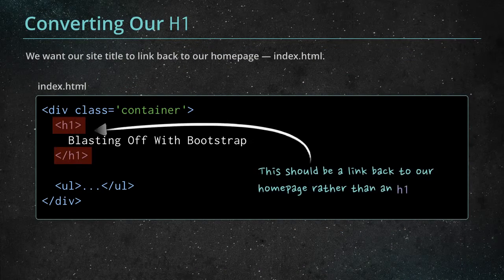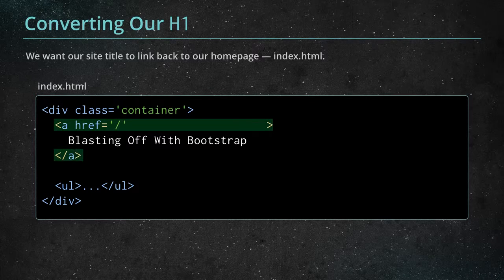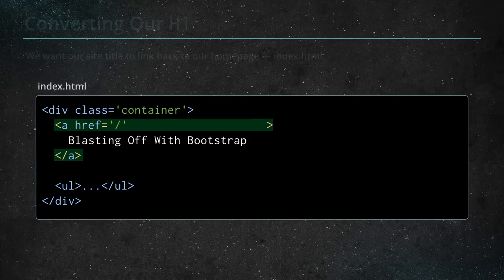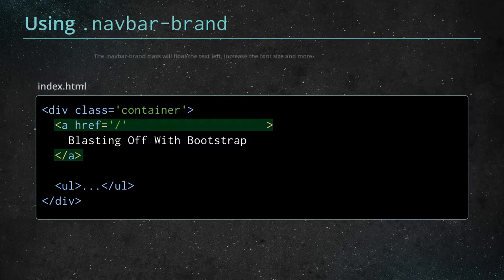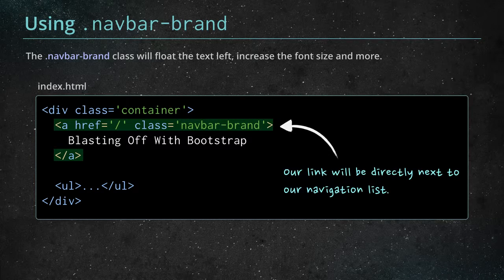Since we want this to be a link, we can get rid of that H1 tag that we added in earlier and convert it to a standard link using an A tag. Now that we've converted this into a link that points to our home page, we'll need to add a class of navbar-brand to it. This class specifies that the text or image represents your brand and will be positioned way over to the left side of the page.